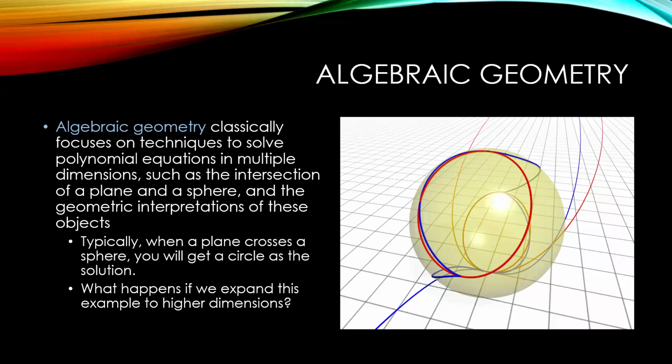What if we took a plane and crossed it with a cone? Well, then we get the conic sections. What if we expanded this example to higher dimensions? What if we tried to explore other intersections of things? What types of shapes do we get? Well, that's what algebraic geometry is all about.